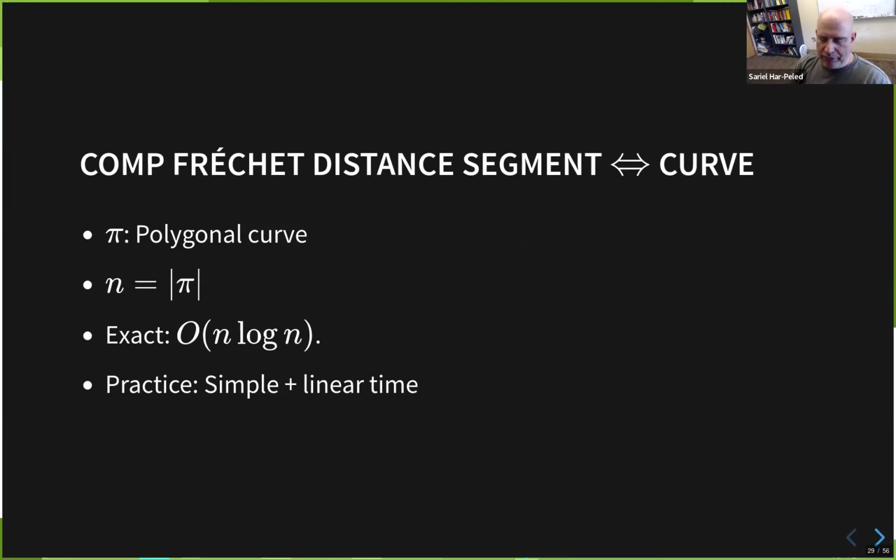Okay, so let's move to the next stage. Next step. I want to speak about a low-level subproblem that we encountered. In this subproblem, we are given a polygonal curve and a segment, and we would like to compute the Fréchet distance between the segment and the curve, right? This problem, as I will hopefully show you later, shows up a lot in the implementation if you want fast running time. So in practice, you want something that runs in linear time and is very simple.